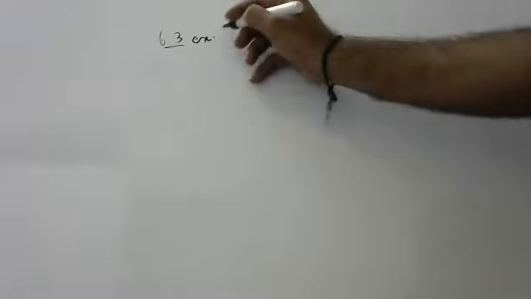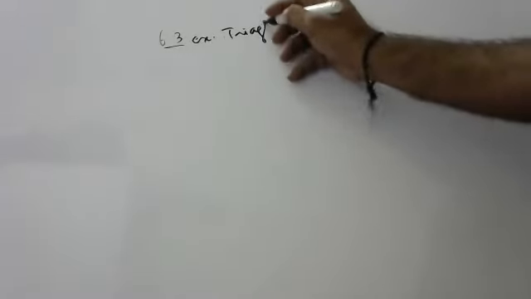Okay, children, so let us discuss today's 6.3 exercise. Triangles lesson, children. Page number 139. The first sum is very easy, children. You start doing it.